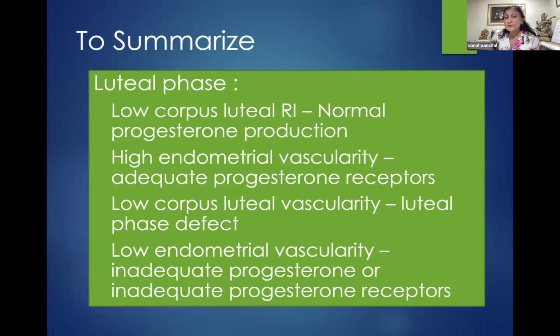Whereas in the luteal phase, low corpus luteal RI tells you about normal progesterone production, high endometrial vascularity tells you about adequate progesterone receptors, low corpus luteal vascularity means luteal phase defect because of corpus luteal inadequacy, and low endometrial vascularity means inadequate progesterone or inadequate progesterone receptors.